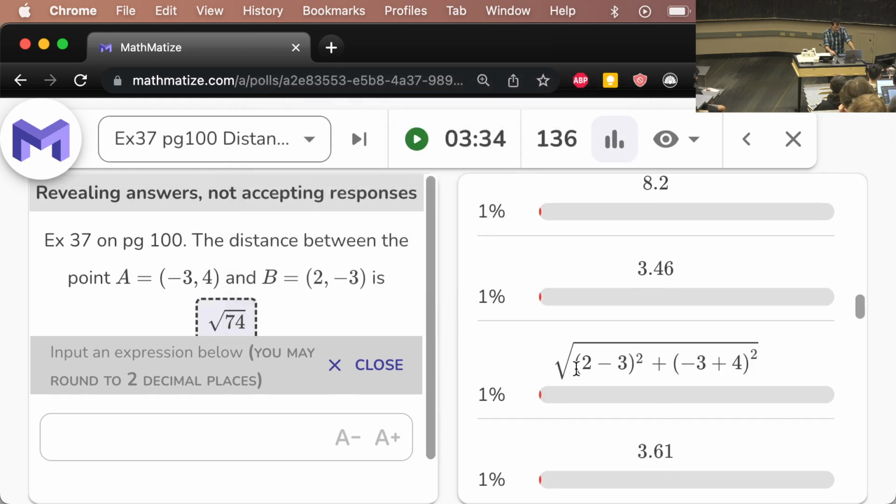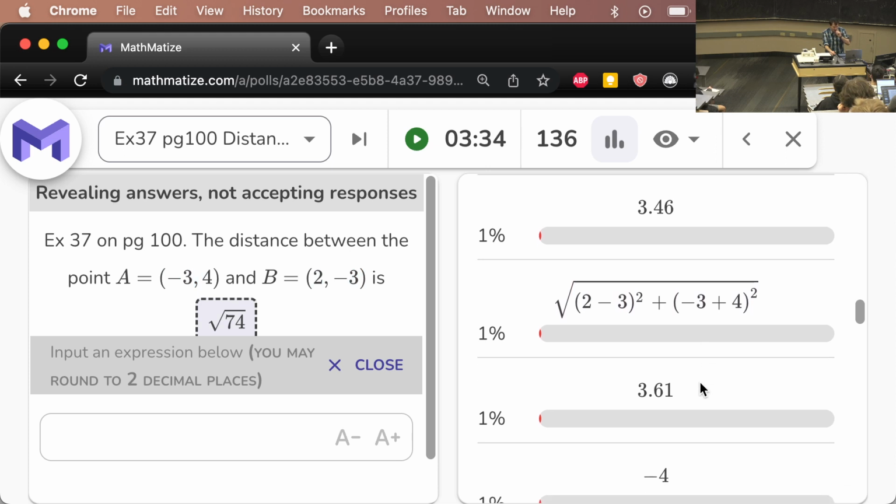Oh, all right. But this one, right, this one is wrong. So this one, the person did 2 and minus 3. Those are the coordinates for B, and minus 3 and 4, those are the coordinates for A. You have to mix them, right? You have to do the 2 minus the minus 3 and the minus 3 with the 4. So it's actually an instructive error to see written out.